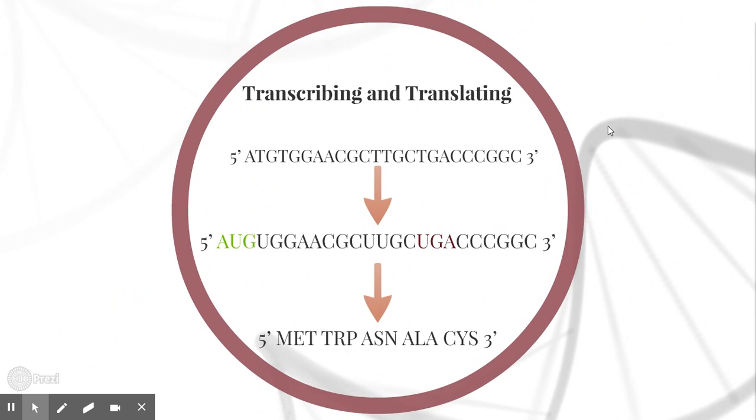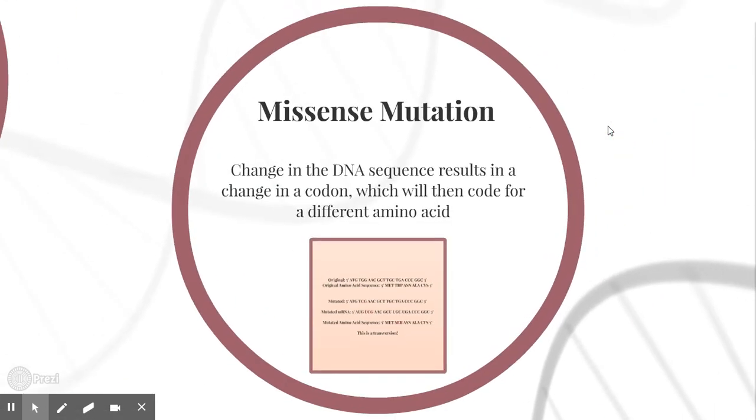Since this is the coding strand, to transcribe it into the mRNA, we just have to replace all the thymines with uracils. Then, to translate, we must use our codon chart to match the appropriate amino acid to each codon. As you can see here, the AUG is a start codon and the UGA is a stop codon, and at the end you have these 5 amino acids: methionine, tryptophan, asparagine, alanine, and cysteine.